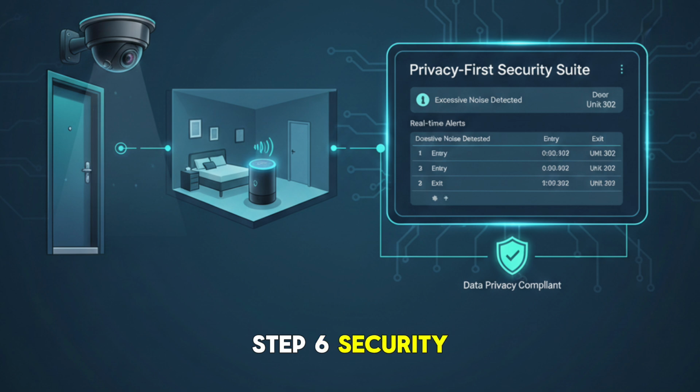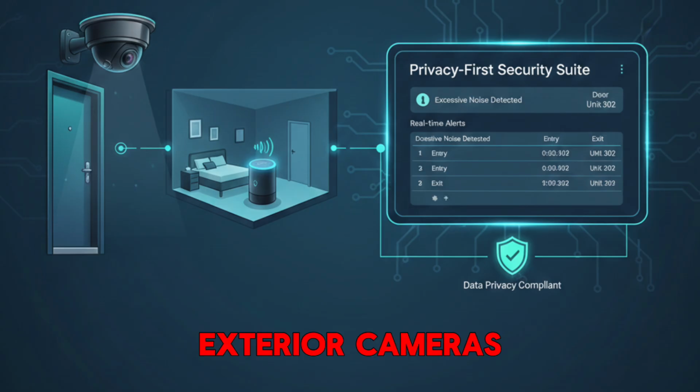Step 6. Security, noise monitoring, and party prevention. You're not physically at the property, so you need eyes, ears, and data. But you also need to respect guest privacy. Here's the balance. Exterior cameras. One camera covering the entrance. Exterior only. Always disclosed in your listing.